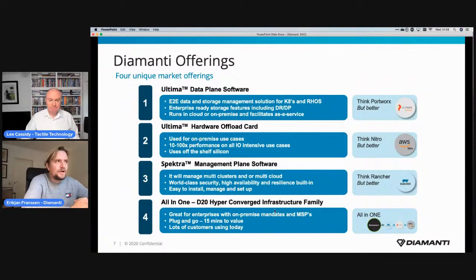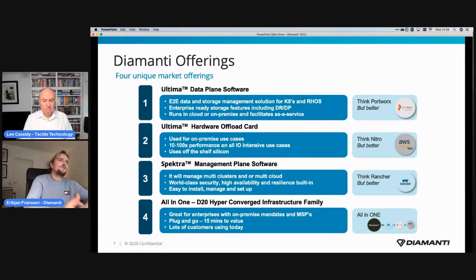So what have we cut those offerings up into? This is important to understand. What is the difference that we make, especially if you look at the bottom layer. Number 4 is what we've always been doing, a hyper-converged infrastructure family that includes everything from an end-to-end data plane software, a hardware offload card, and our Spectra management plane software.